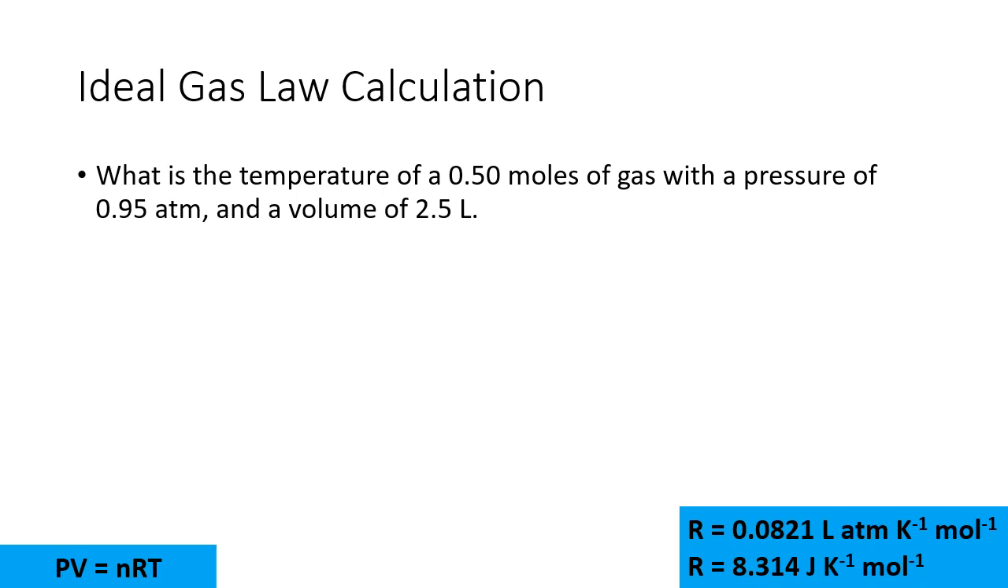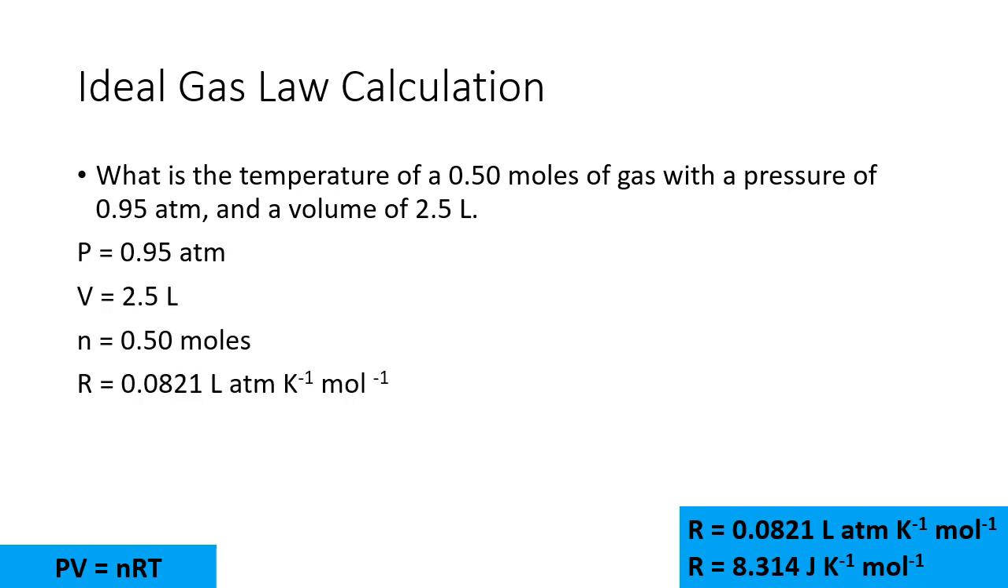What is the temperature of 0.5 moles of gas with a pressure of 0.95 atmospheres and a volume of 2.5 liters? So we've got 3 variables. We're trying to solve for temperature in our PV equals nRT. So what I do is I go through and I take all my variables and put what they're equal to before I do anything else. So this organizes my information.